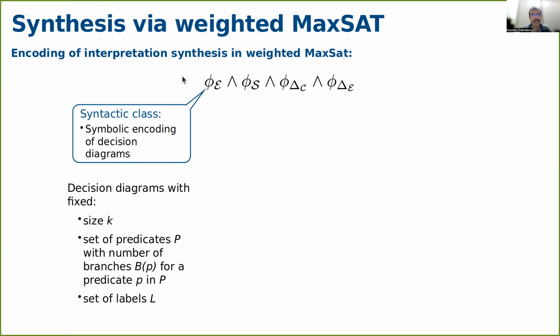How do I encode the syntactic class? So in our case, and you can very easily see that if you want something else, this can be used. We say that there are a maximum of k nodes in the class. There is a set of predicates or features, and a predicate P has a number of branches. I mean, really a feature, how many buckets do we put its values in, has a number of branches or buckets for its values, which is given by BP. And there's a set of labels L, which should be labeling the leaves.